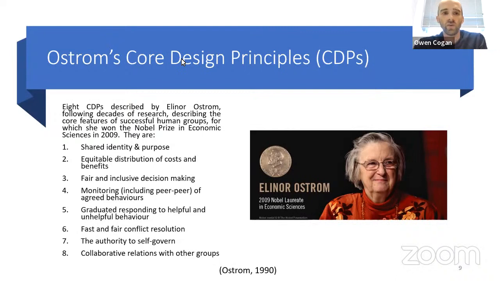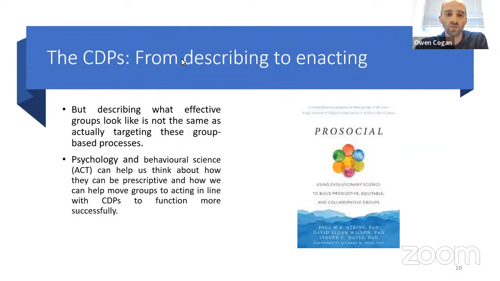Okay, so we've got those core design principles, and this forms like the bulk of some of the stuff in Prosocial. And the authors of Prosocial looked at these design principles and began thinking about how they could perhaps be prescriptive rather than just descriptive. So how could we use these core design principles to help groups function more cooperatively and become more effective? So they knew that it's not as easy as just telling groups, these are the core design principles, crack on. They knew, like we know, that behavior change is not that straightforward.